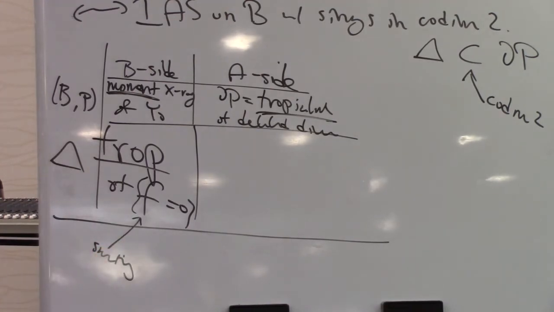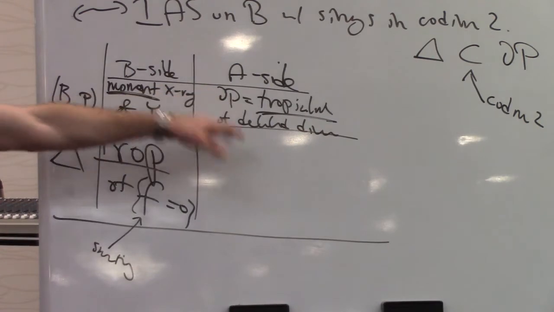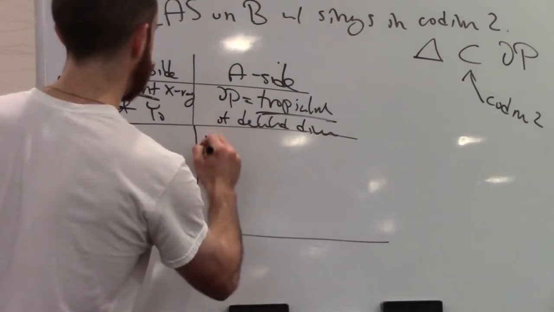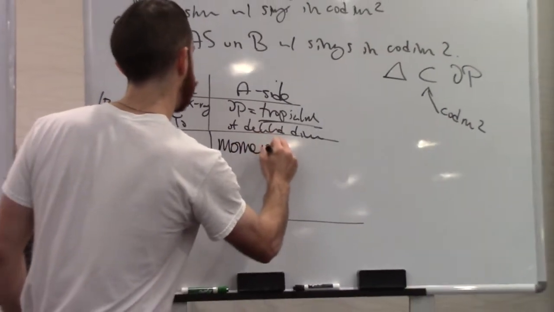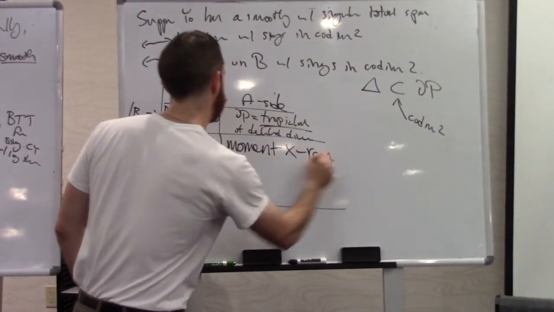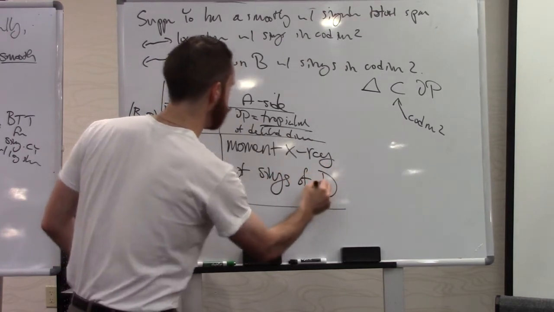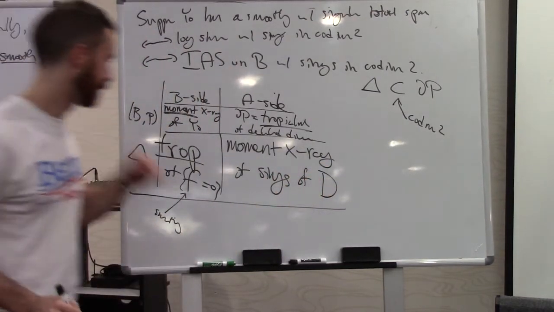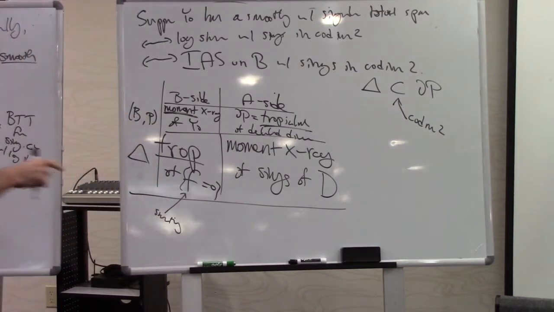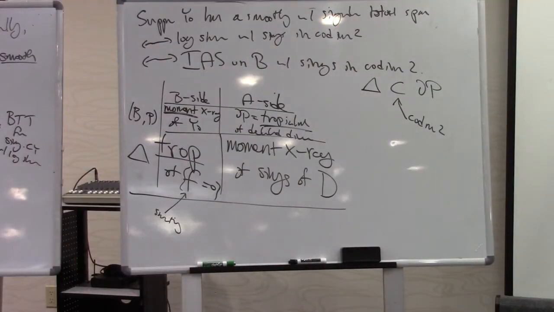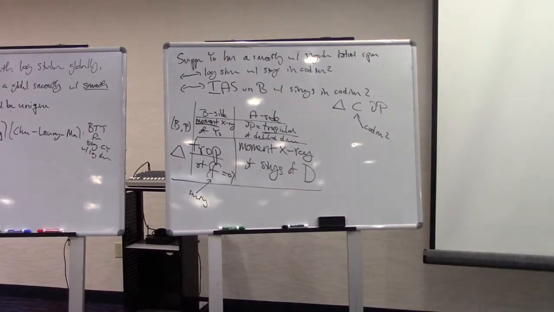So this is now about tropicalization, and then over here, what's the discriminant locus going to tell me? The discriminant locus looks like a moment X-ray of the singularities of the divisor D that I'm going to glue back in. I didn't say what D is, but it's the divisor I'm going to glue back into X0. So I'll give an example of what I mean.